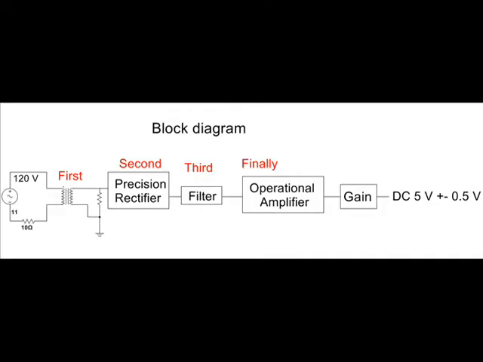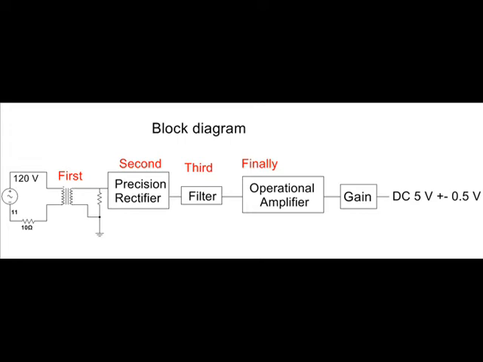Block diagram. First appears the current transformer with its primary winding connected to the electric network in series with a load of 10 ohms. The secondary winding is connected to a load to get a sinusoidal voltage in the secondary.